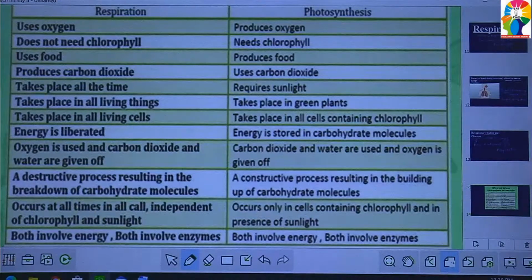I am asking, what is an enzyme? What do enzymes do?